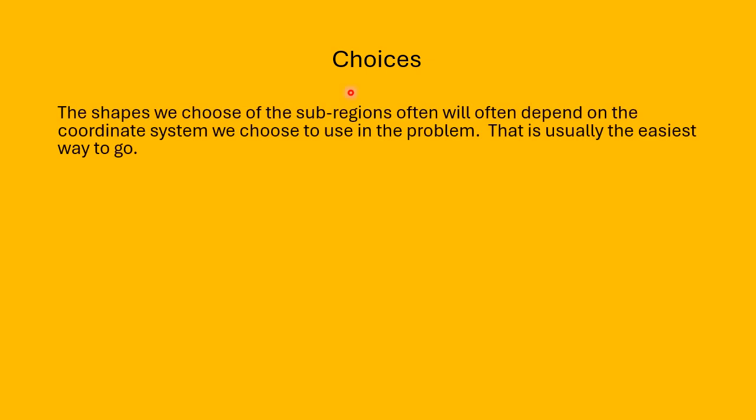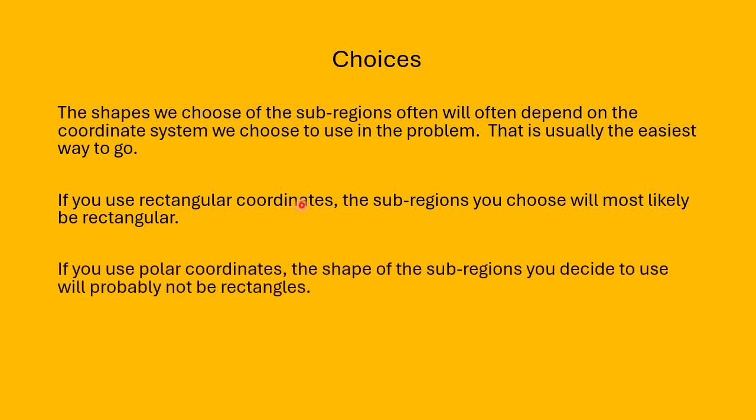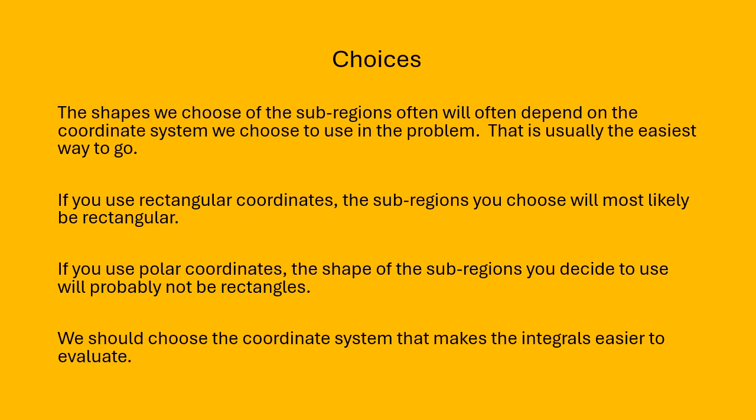When we look at a particular problem involving a double integral, we have some choices to make. The shapes we choose for the subregions often will depend on the coordinate system that we use in the problem. That is usually the easiest way to go. If you use rectangular coordinates, for example, the subregions you choose will most likely be rectangular. If you use polar coordinates, the shape of the subregions you decide to use will probably not be rectangles, but a slightly different shape, which we will discuss later. We should choose the coordinate system that makes the integrals easiest to evaluate.